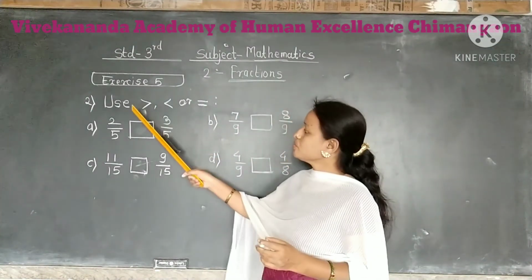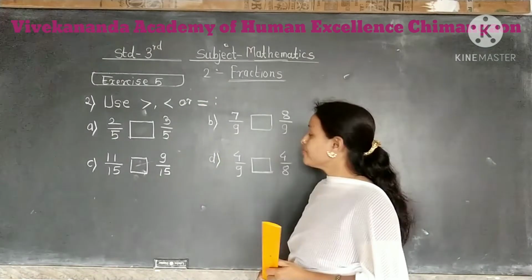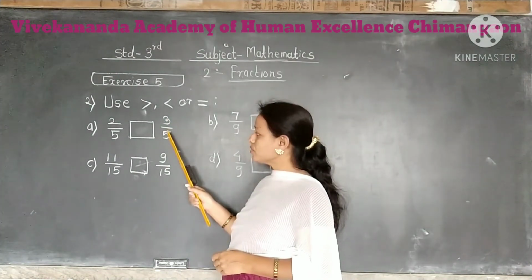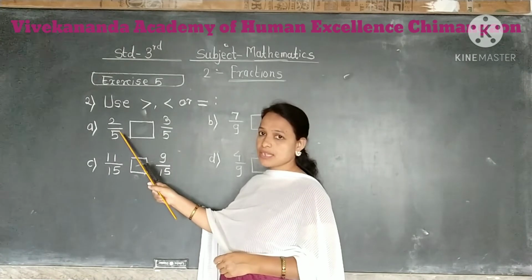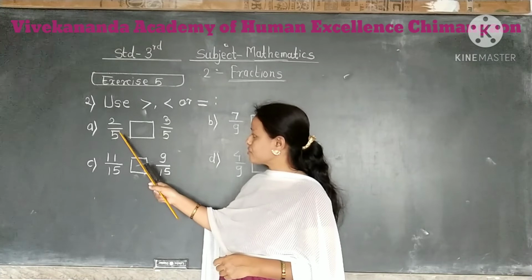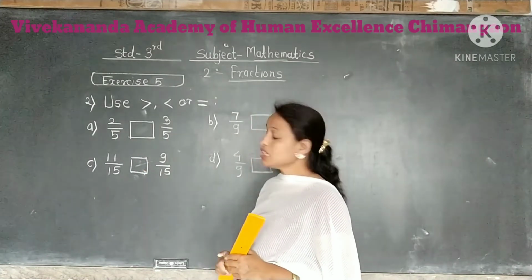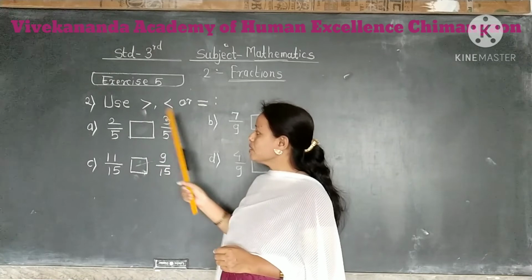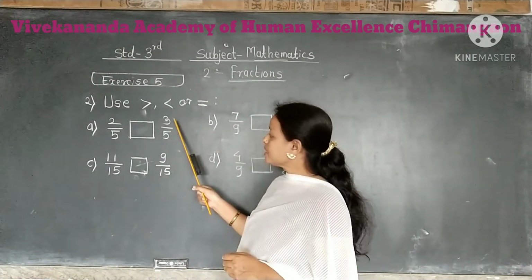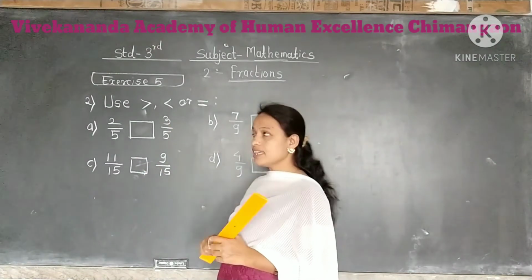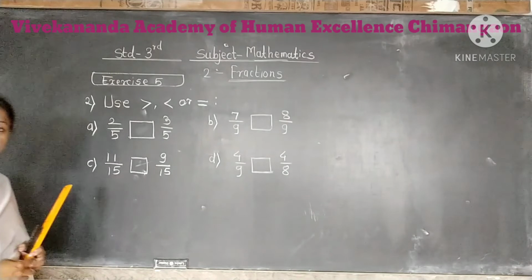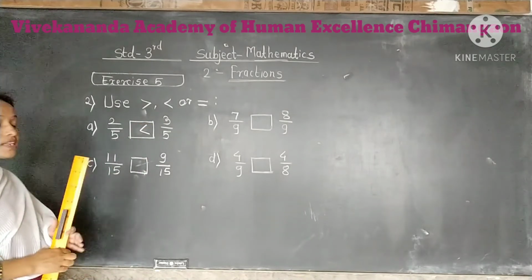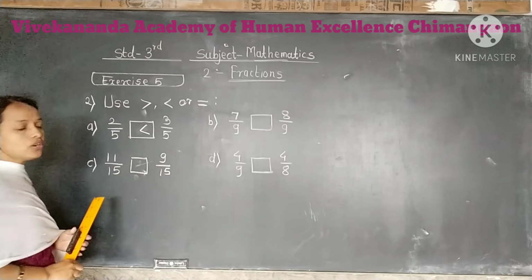Next, question number two. Use the greater than, less than or equal sign. Here the first pair of fractions is 2 upon 5 and 3 upon 5. If you observe these fractions, you come to know that this pair of fractions has the same denominators. And we know the rule of comparison of fractions: when the denominators are the same, then whose numerator is greater, that fraction is the greater fraction. So here 2 upon 5, its numerator is 2, and 3 upon 5, its numerator is 3. Here 3 is greater than 2. So 3 upon 5 is the greater fraction. So here we use this side. So here 2 upon 5 is less than 3 upon 5.